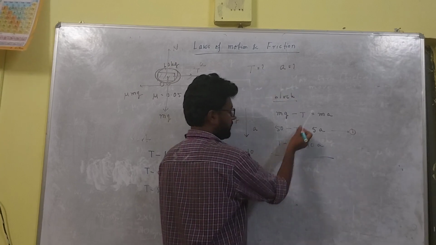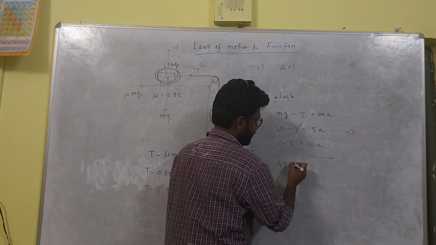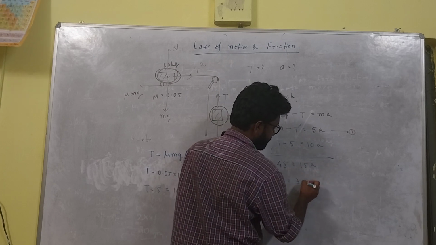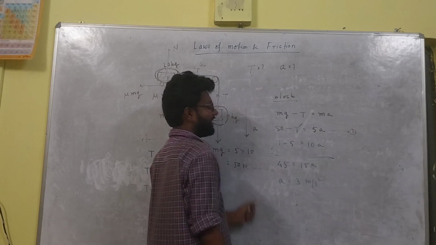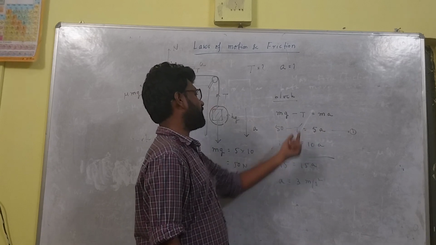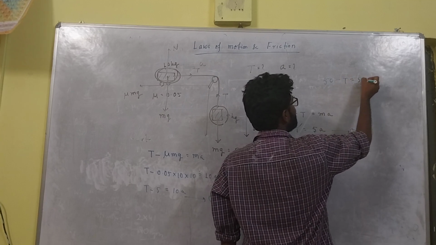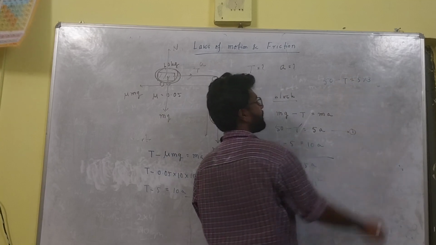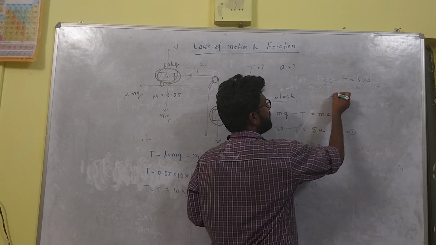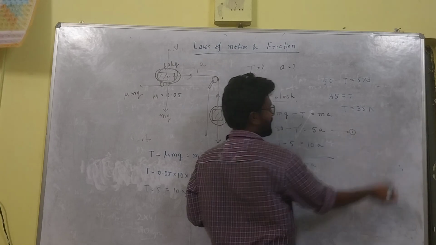Now these are two equations, cancel T and T. 50 minus 5, 45, equals, just add it, 15a. So a equals 3 meter per second square. It's the acceleration. And just put the value of a in one of the equations. Let's say here, 50 minus T equals 5 into a, that means 3. So 50 minus 15, that means 35 equals T. So the tension is actually 35 newtons.